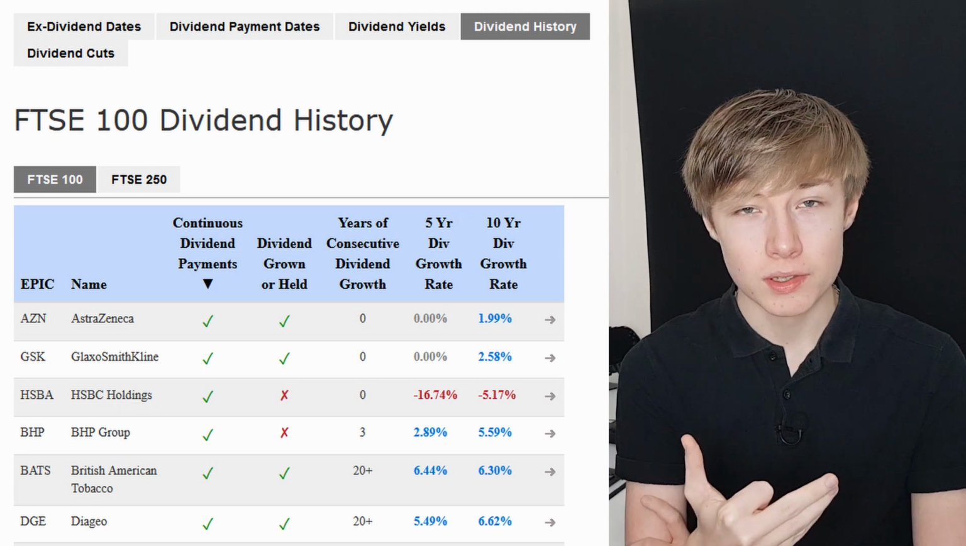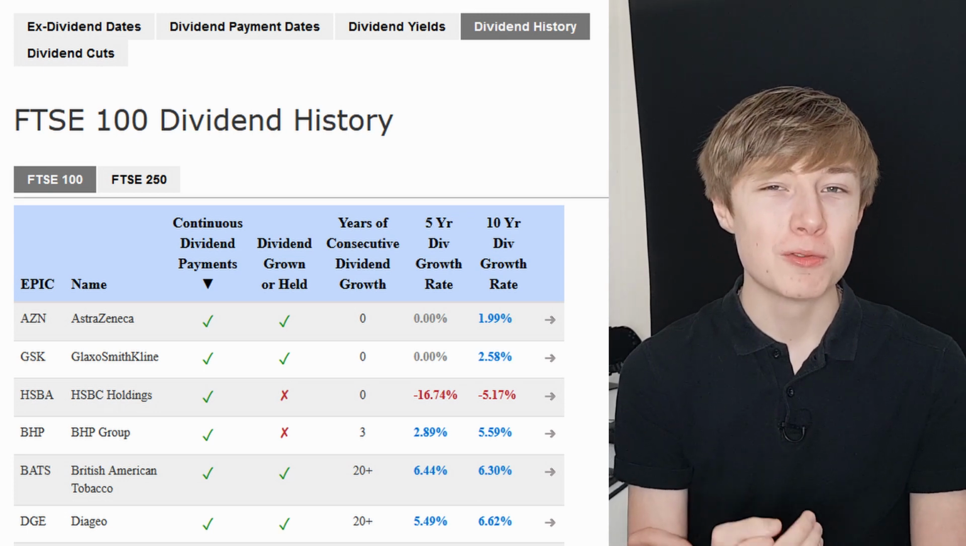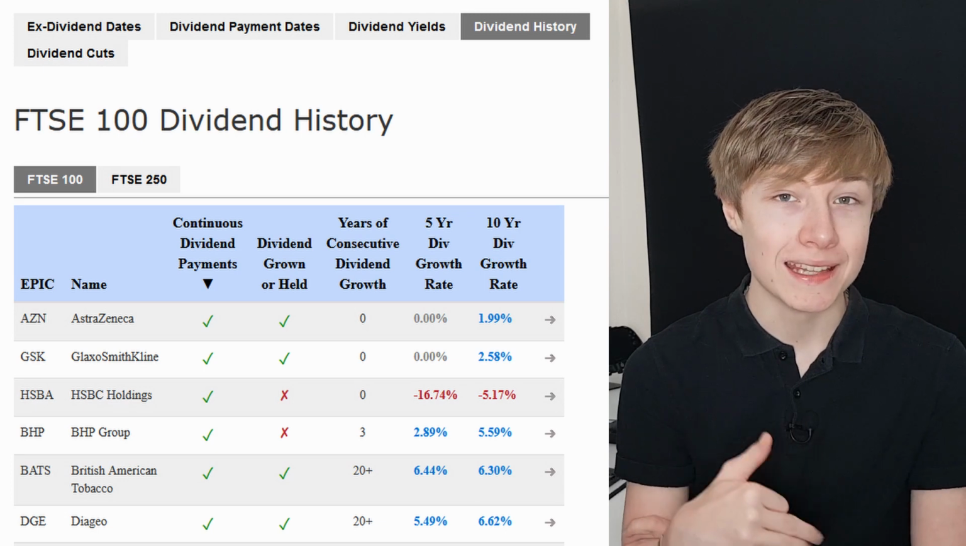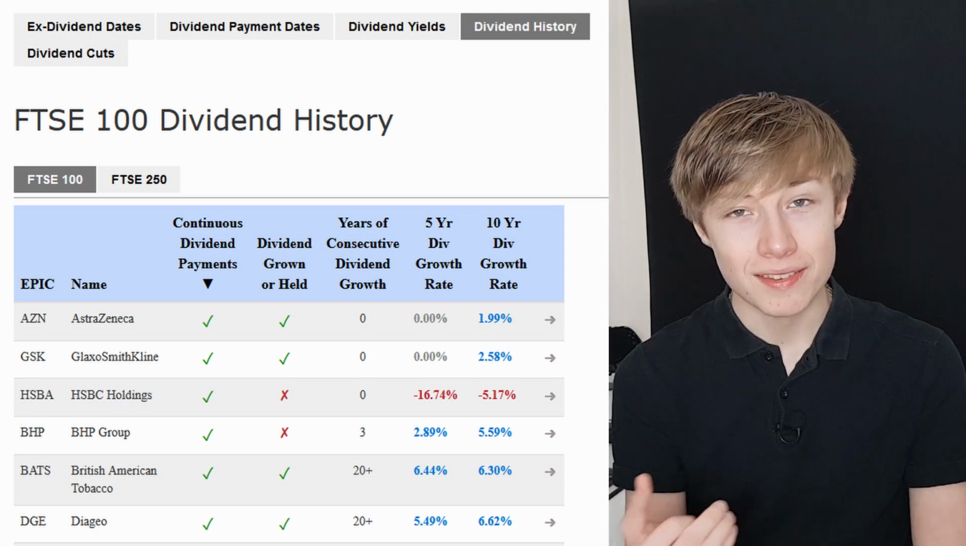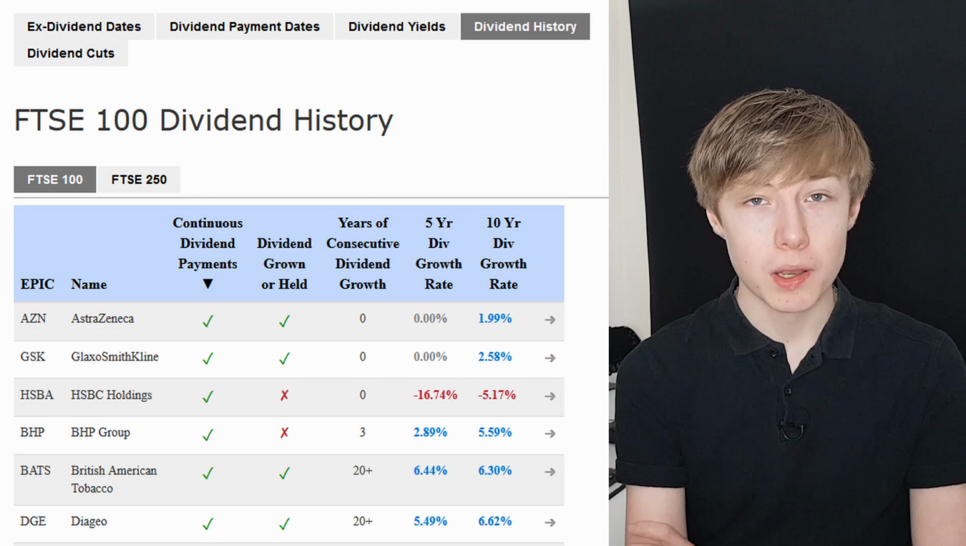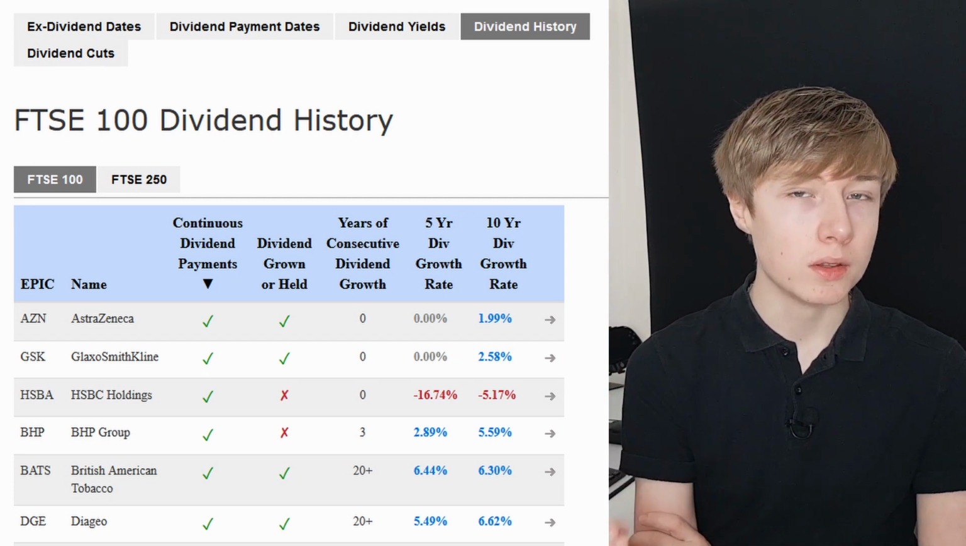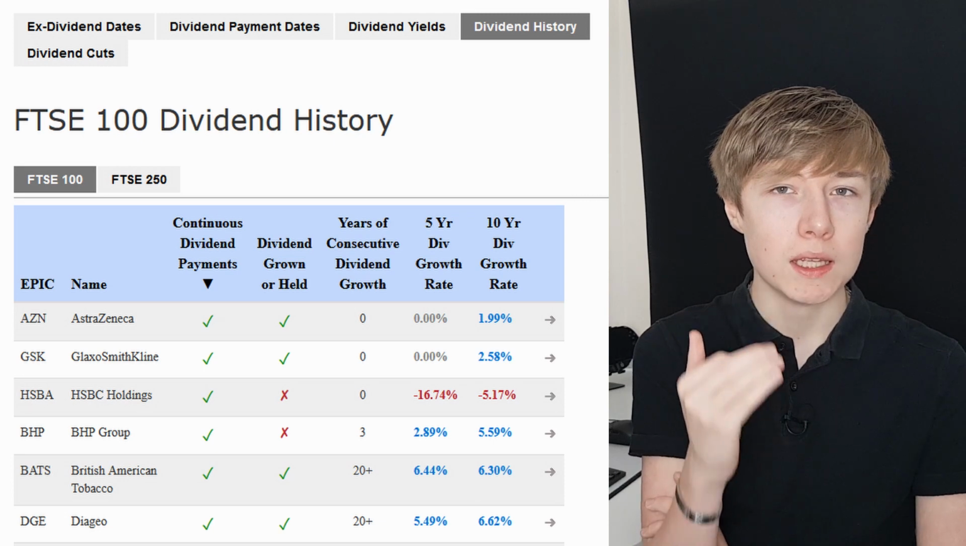Has it paid continuously? Yes. Has the dividend been grown or held? It's been grown. It hasn't stayed the same, meaning they've continuously year on year grown the payment. How many years has the dividend been grown? 20 plus. Dividend data, I don't think they go much further than 20 years, but I am happy with that.